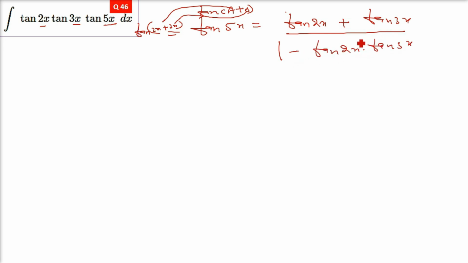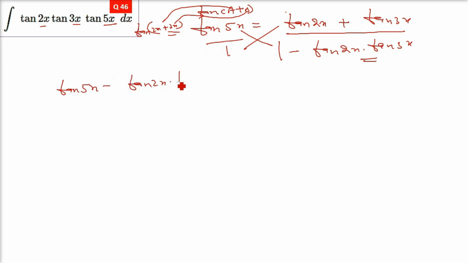So what is the benefit? What is the result? You are going to get tan 2x, tan 3x, tan 5x when you cross multiply these two terms. On the left and right, this cross multiplication I am talking about, tan 5x multiplied by 1 minus tan 2x, tan 3x.